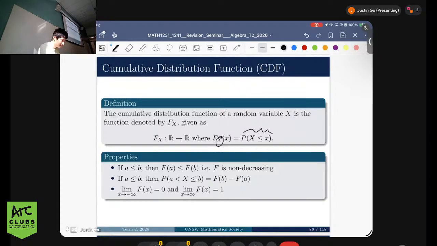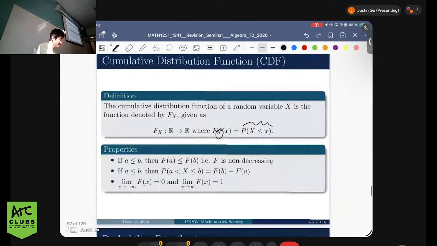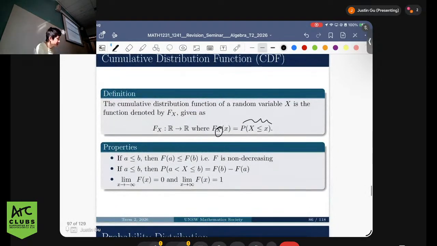That's quite obvious. And the limit as x approaches negative infinity of F of x should be 0, right? That's basically saying, what's the probability that X is less than negative infinity, which is 0. And the limit as x approaches infinity of F of x should be 1. So that's basically saying, okay, what's the probability of big X being at most infinity, i.e. what's the probability of big X being a real number, which is, of course, 100%.